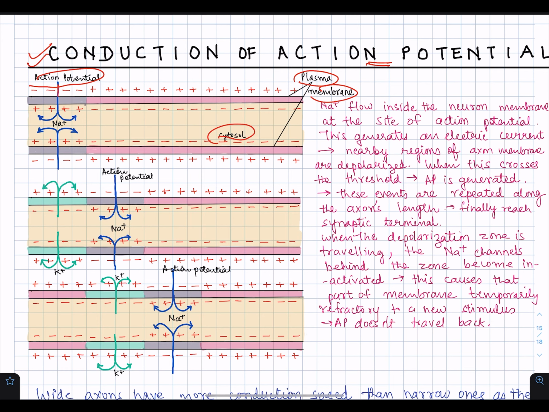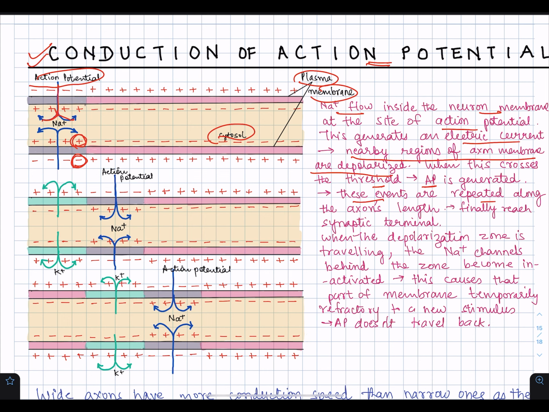At this point of the membrane, the action potential is arising, and this is allowing the sodium inflow. And here we see the change of the charges. The inside has now become positive and the outside is now negative. So, sodium flows inside the neuron membrane at the site of action potential. This generates an electric current and the nearby regions of the axon membrane are depolarized. When this crosses the threshold, an action potential is generated.